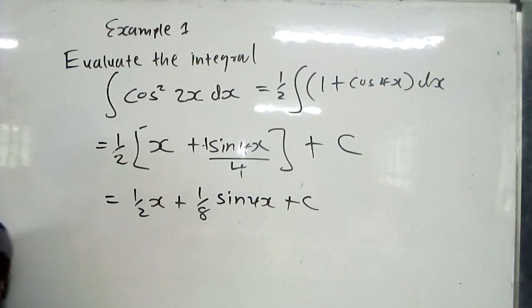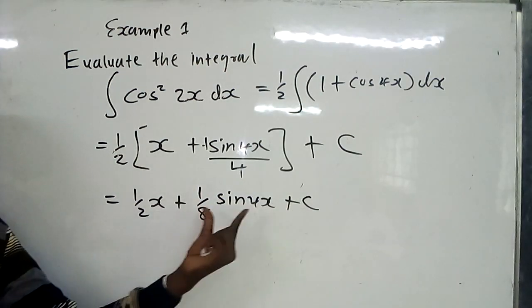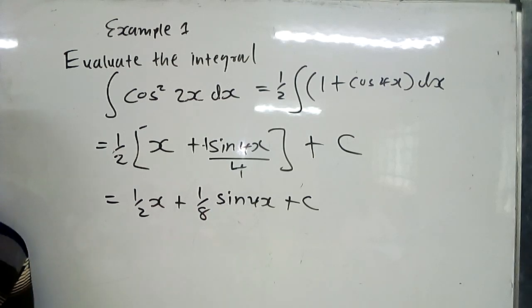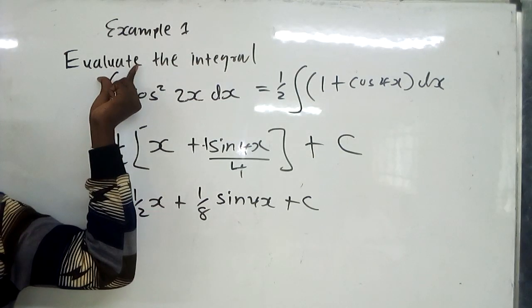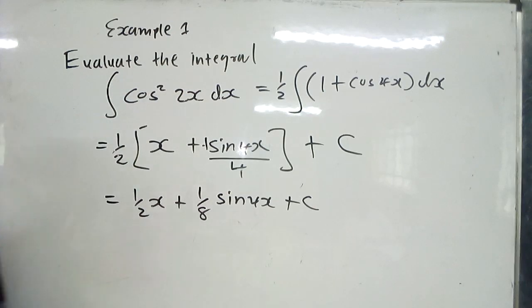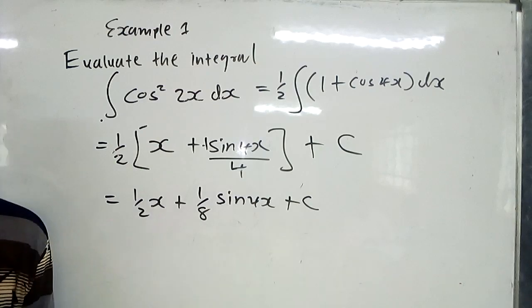But not all of you will find it in this manner. Somebody might have used another method and found something different from this, because it is indefinite. The moment it is definite, the moment they give you limits, all of you will get the same answer. Are we together?